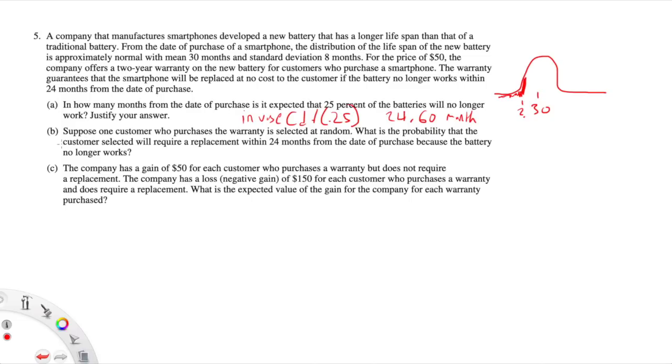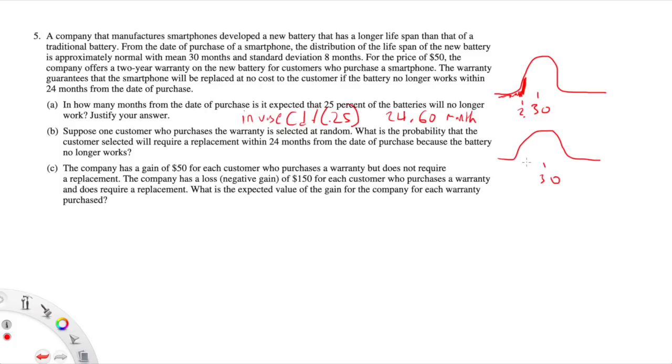And so part B says, suppose one customer who purchased a warranty is selected at random. What is the probability that the customer will acquire a replacement within 24 months? So now we're actually doing a CDF again, right? So we have a normal distribution. And the bell curve looks different this time, but it's the same.